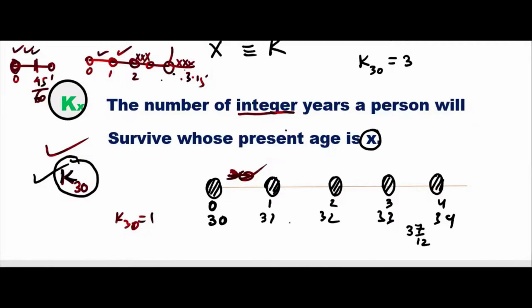If I end up with a 45 minutes class, then you have to count 0, not 1 even. I have to cross 1 hour. So here, if the person crosses 1 year, then only we'll consider 1. So what are the possible values of K30?